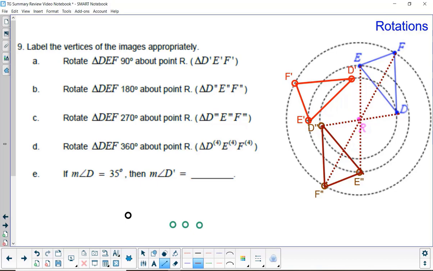C is 270 about point R, so that'll either be a negative 90 or it'll be straight across 180 from the red one, however you want to do it. I think I'm going to go straight across from the red one just because I think that's going to be the easiest way to do it. So we'll do this one in green. I'll start off with D and go through R and straight across, and that's where D triple prime is going to be.